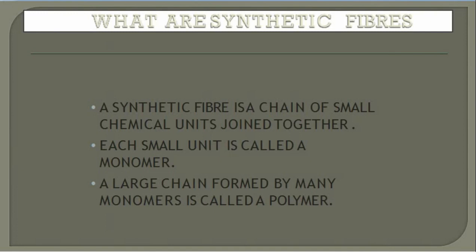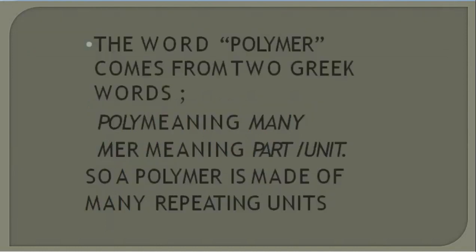A large chain formed by many monomers is called a polymer. Now for example, we have polycot. So polycot is a mixture of poly plus cotton, meaning it is a hybrid version of cotton. So the word polymer comes from two Greek words. Poly means many, mer means parts or units. So a polymer is made up of many repeating units.